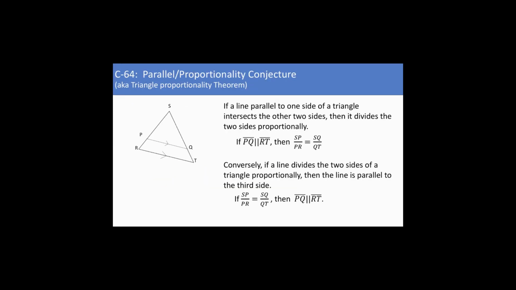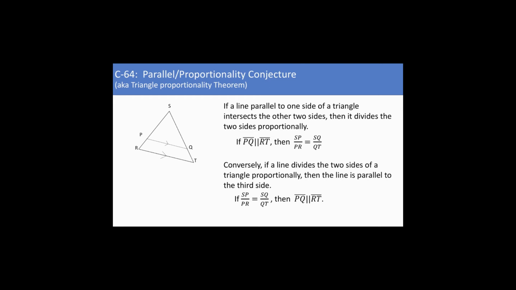So now we're taking that and we're extending it. And this is called the parallel proportionality conjecture. At least this is what your book calls it. In other textbooks, it's the triangle proportionality theorem. It's C64 in your book, so you know. But like I said, different books use different names. So if you wanted to look it up online or on the internet, it may be under triangle proportionality theorem.